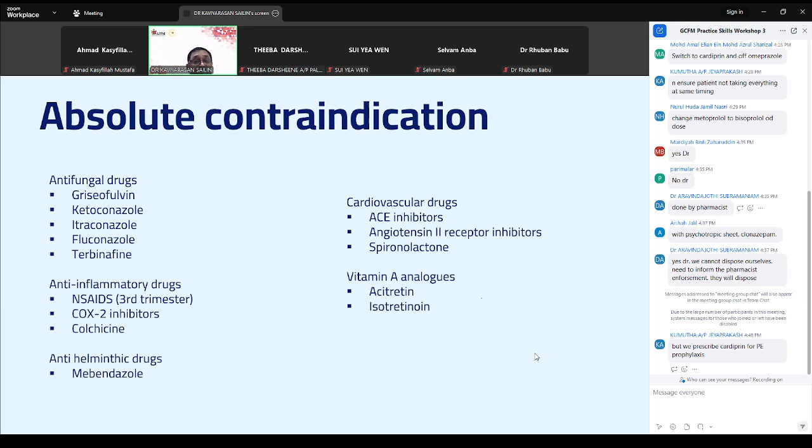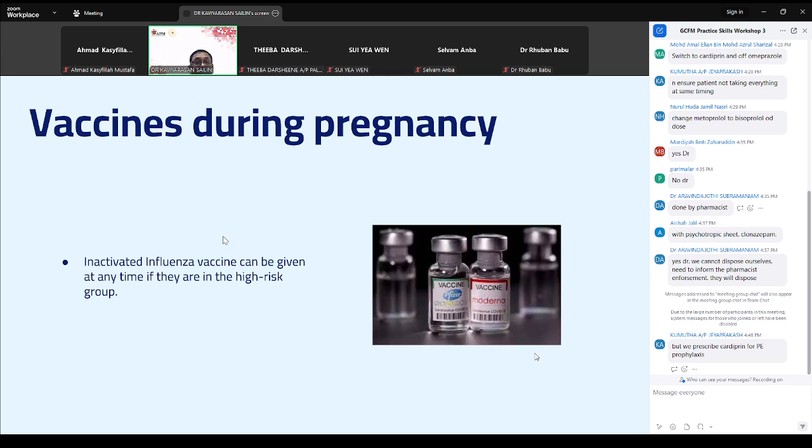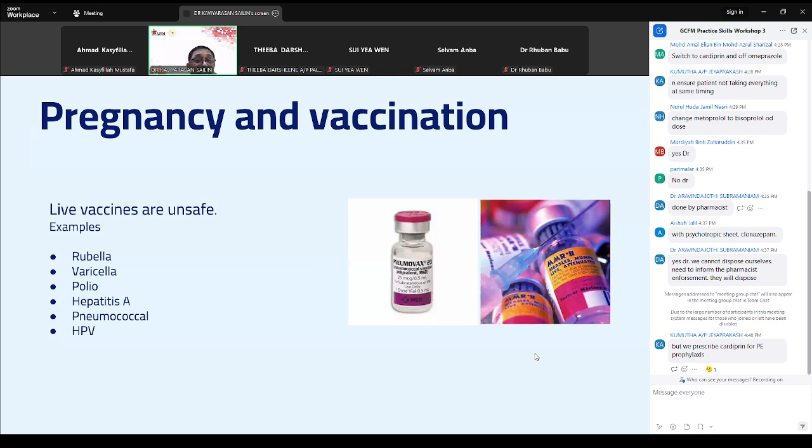This is quite safe. Anti-inflammatory, again, COX-2 inhibitors, NSAIDs, try to avoid. Anti-helminthic like mebendazole, ACE inhibitors, angiotensin blockers, spironolactone, and vitamin A analogs, try to avoid; they are absolute contraindications in pregnancy. Vaccine: inactivated influenza vaccine can be given during pregnancy, but any live vaccine like rubella, varicella, polio, hepatitis, pneumococcal, HPV should not be given during pregnancy.